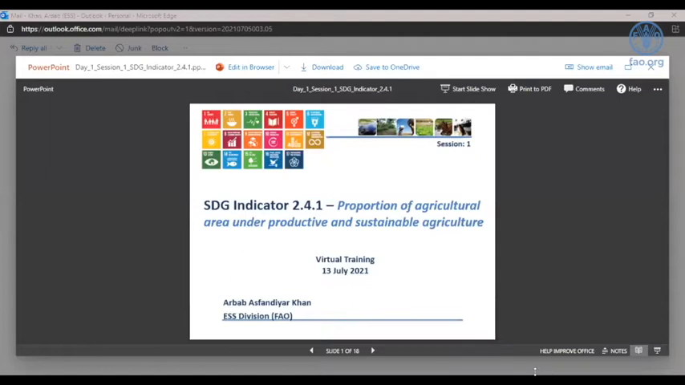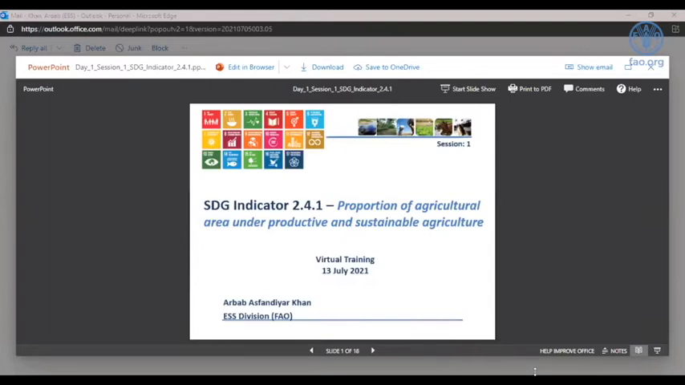SDG indicator 2.4.1, which is defined as proportion of agriculture area under productive and sustainable agriculture. We will cover in detail the different aspects of the indicator during the course of this training. So before even starting this training, let me emphasize that we have slightly reorganized the way we conduct this training, with the understanding that Bangladesh Bureau of Statistics, as I mentioned earlier, is a key partner throughout the development of the methodology, and is one of the countries who are very well aware of the indicator intricacies as well as its complexity.